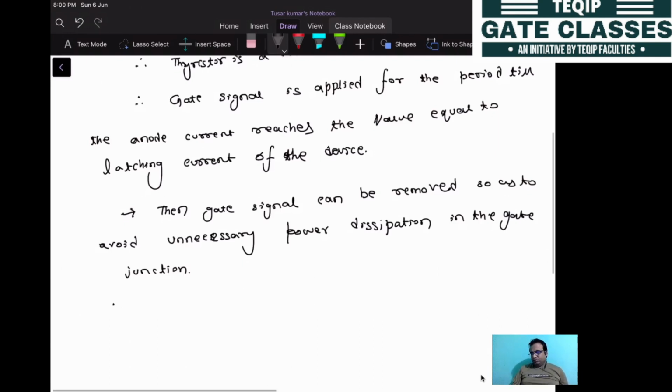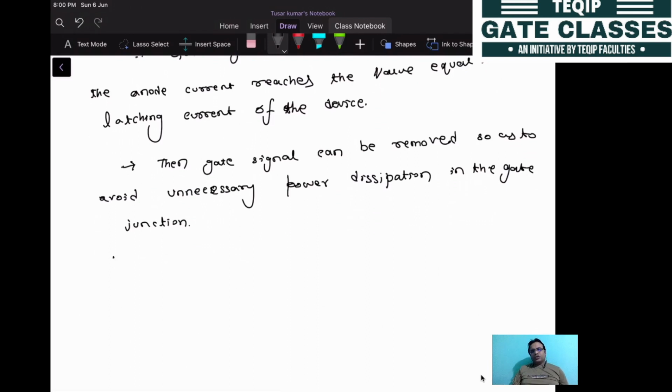Okay, so you can expect some questions related to holding current and latching current, which one is higher. You have to remember always that the latching current is associated with the on process, and the holding current is associated with the off process. Always the latching current is greater than the holding current, that is nothing but 2 to 3 times the holding current.